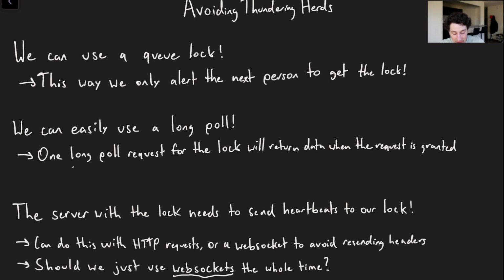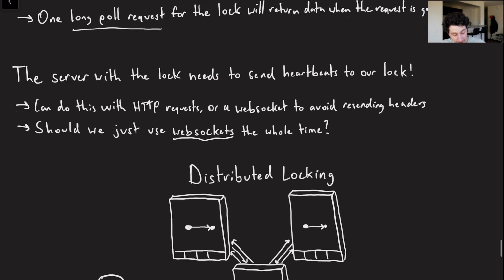So I do write over here that in theory we could have done something like a long poll request every time we request for the lock. However, it does feel like a WebSocket may be good enough anyway, because eventually when you do get access to that lock, you're going to have to be sending those heartbeats over it.